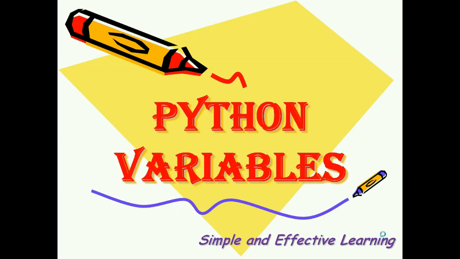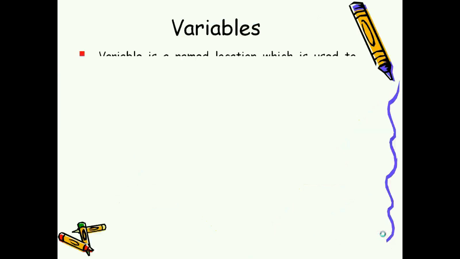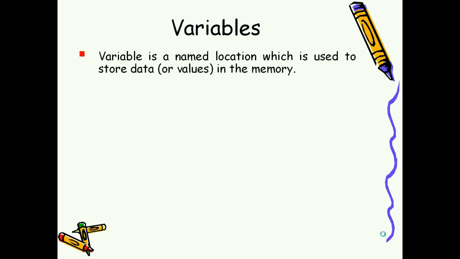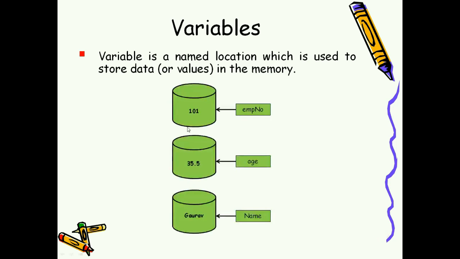In this video tutorial, we will talk about variables in Python. So what is a variable? A variable is a named location which is used to store data or values in memory. But when we talk about programming languages, a variable is a container for some values. First, we need to assign a name to the variable and later we can use it to refer to it in the program. We can always store values of different data types in a variable.